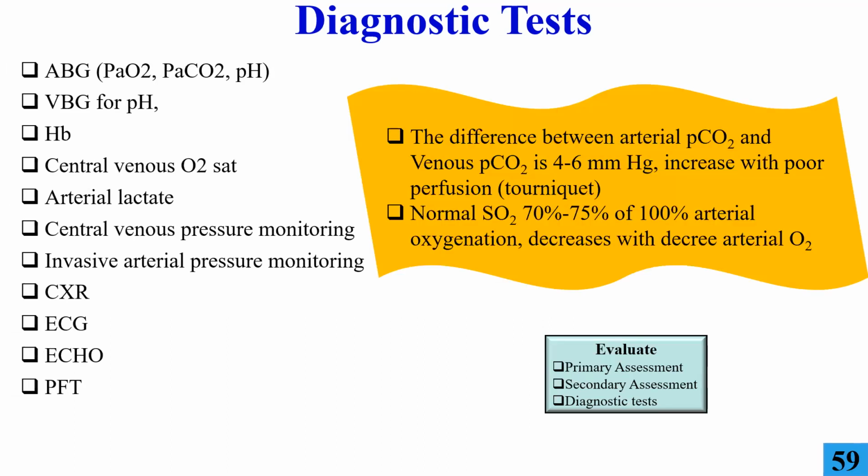Okay, now remember please that there is a difference between arterial PCO2 and venous PCO2. The venous is always higher, having a higher PCO2 by 4 to 6 millimeters, if you want to read the PCO2 from the venous blood gas.